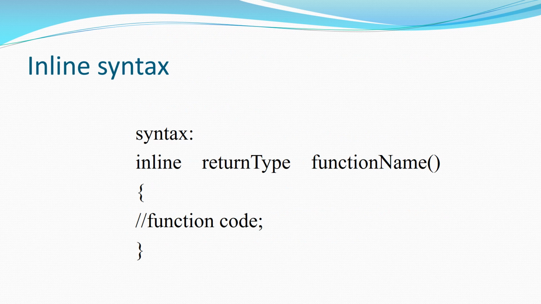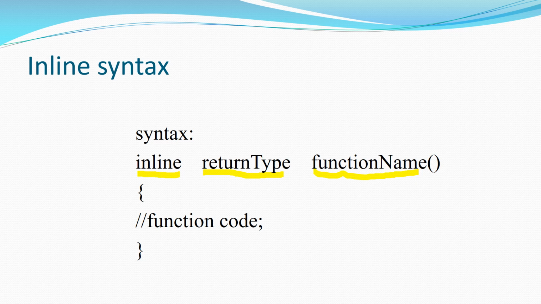Here we have the syntax for the inline function. How are we going to write an inline function? First, we give the keyword inline. Inline is a keyword followed by a return type, for example float or int, etc. And then we have a function name, which is the name given to the inline function.